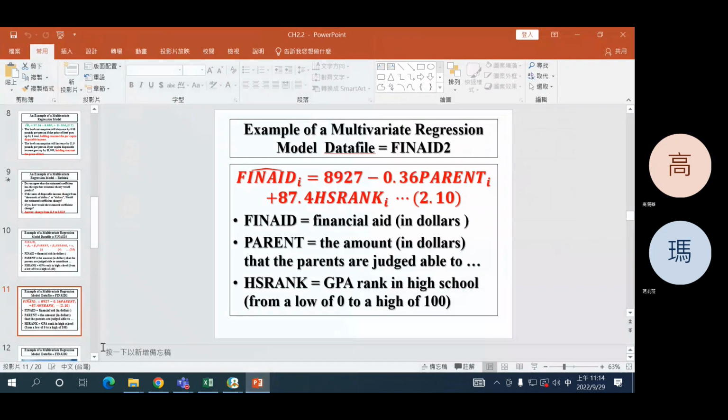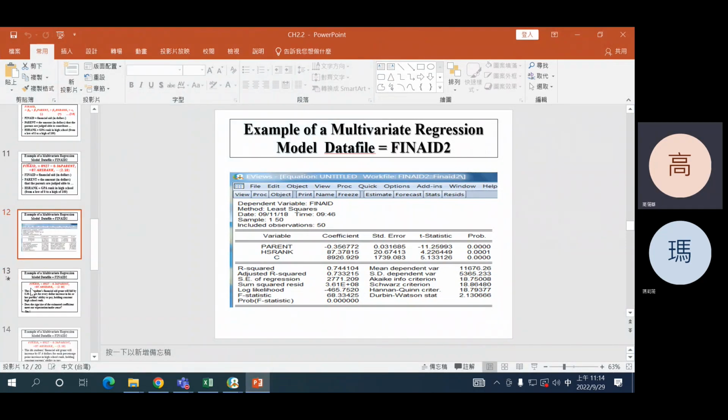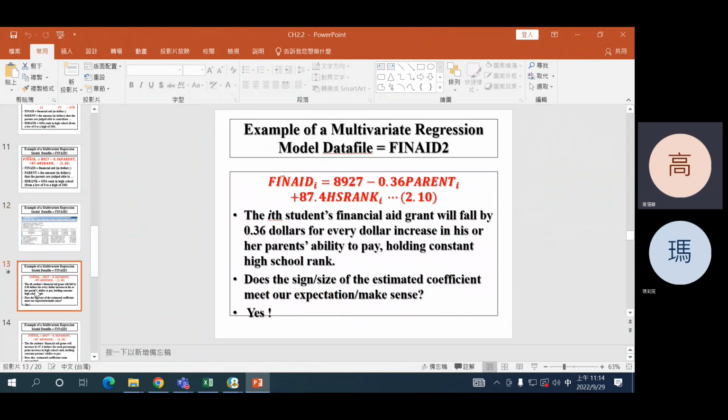This is the original one, and I have this output. Then this is the explanation of the original numbers. Okay, so a student's financial aid grants will fall by 0.36 dollars for every dollar increase in his parents' ability to pay, holding constant high school rank. Does the sign and size of the estimated coefficient meet our expectation or make sense? Yes.